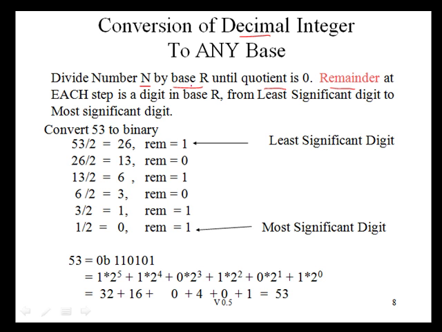The remainder at each step is going to be a digit in that particular base, and the digits that we're going to get are going to start with the least significant digit and proceed to the most significant digit. So let's start. We'll take 53 divided by our base 2. We'll get 26 and a remainder of 1.